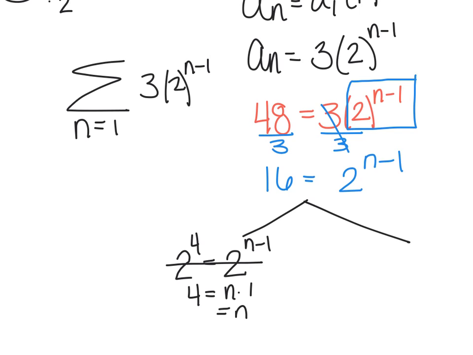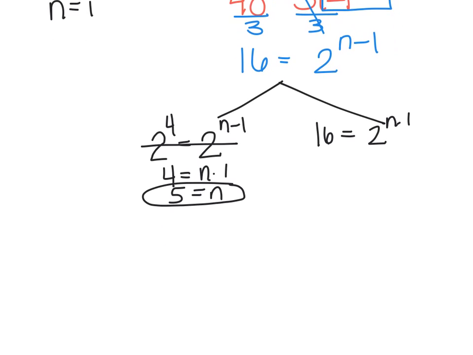Therefore, the nth term has to be 5. Okay, now we could also use logs because this is exponential, remember, when the exponent's a variable. So let's solve this out as well. 16 equals 2 to the n minus 1. You simply take the log of both sides.